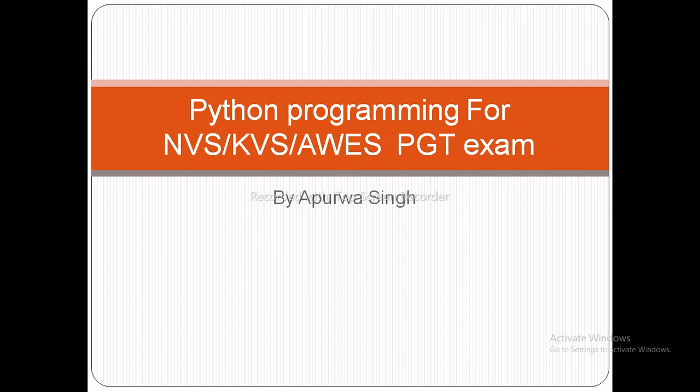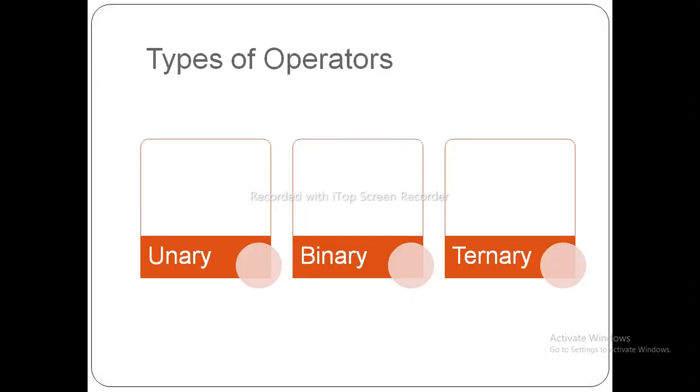These things are not possible in a single video, so you need to go through lots of videos by me. So the first topic I'm going to discuss, one of the most important topics, is how many types of operators there are in Python. We have three types of operators: unary, binary and ternary. In Java also I have told you that we have three types of operators: unary, binary and ternary.